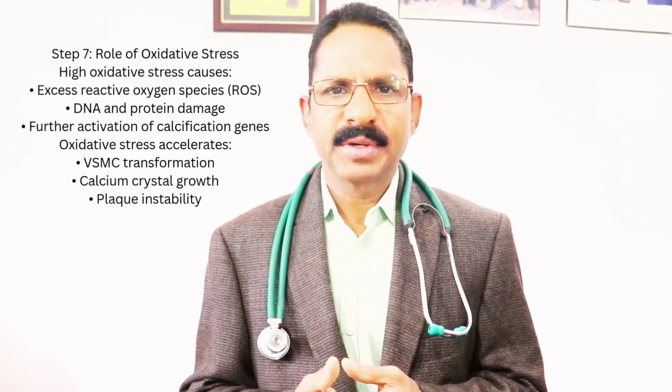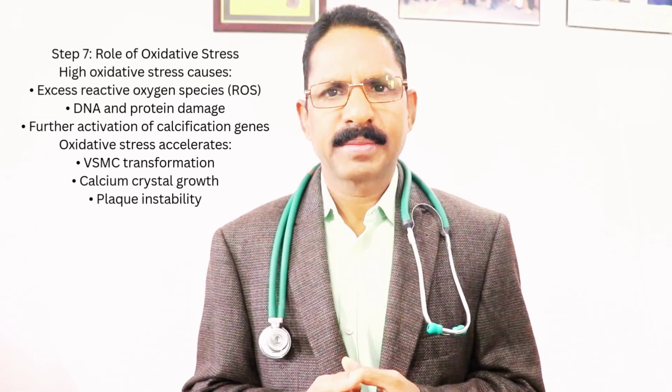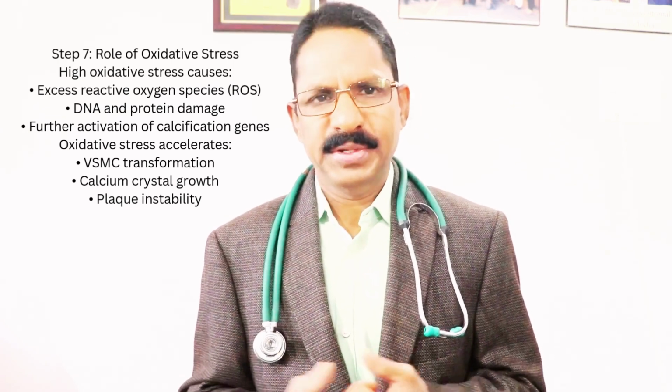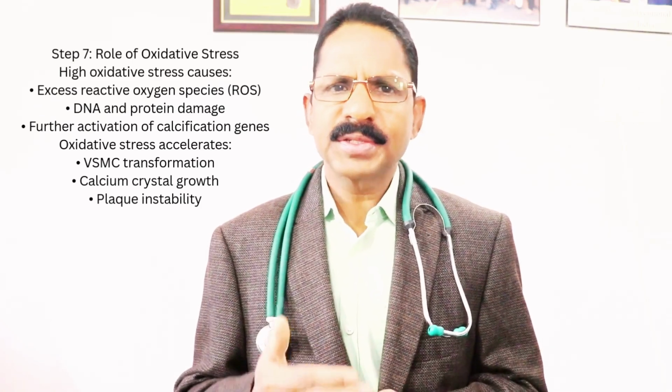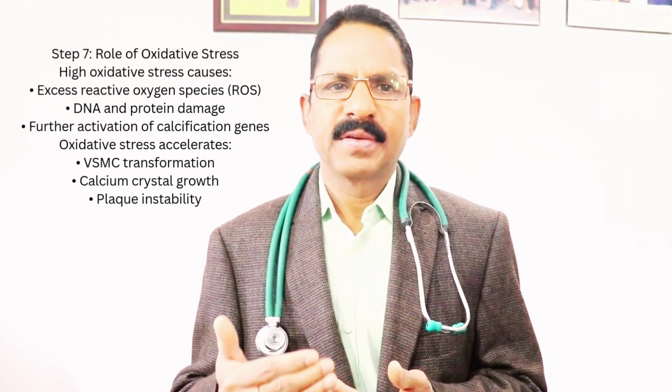Step number 7, role of oxidative stress. High oxidative stress causes excessive reactive oxygen species, DNA and protein damage, and further activation of calcification genes. Oxidative stress accelerates vascular smooth muscle cell transformation, calcium crystal growth, and plaque instability.